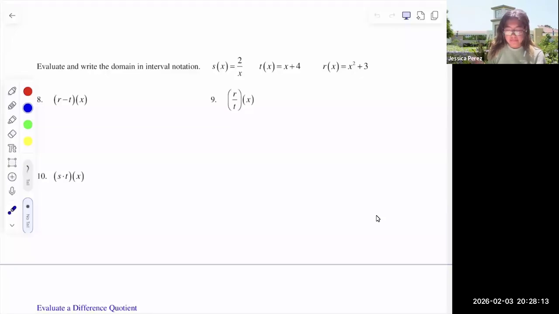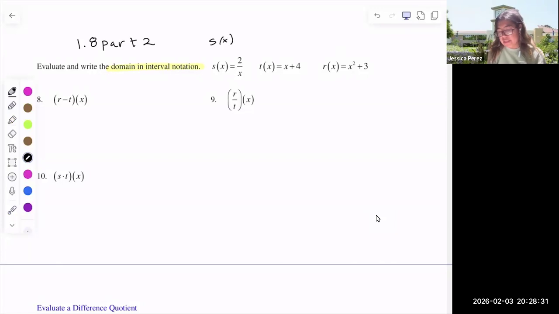Hi everyone, welcome back to section 1.8. And right now we are working on part 2. The thing that we want to work on is looking at the domain and interval notation. And we have three different functions here.